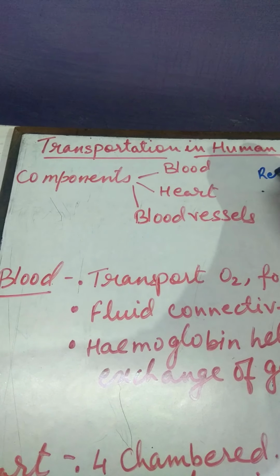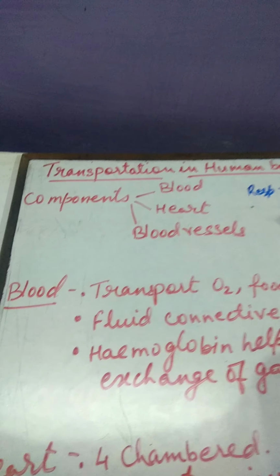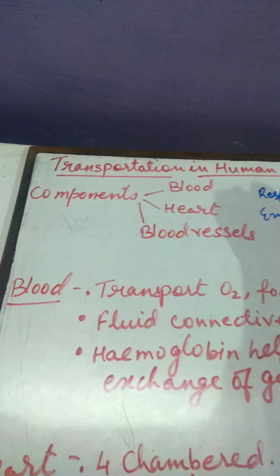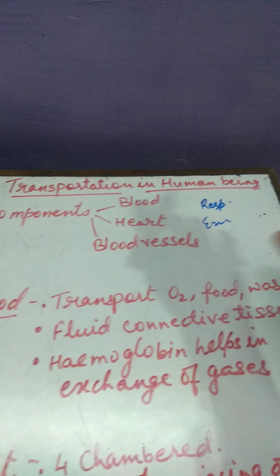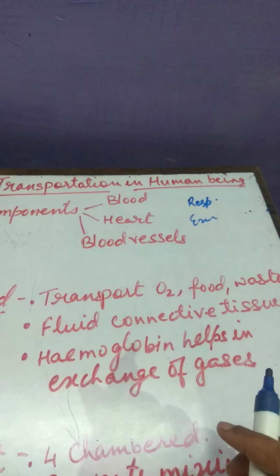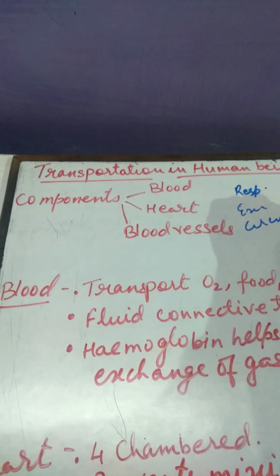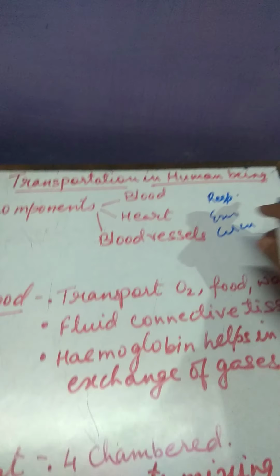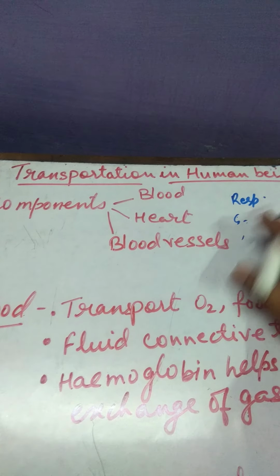See, respiration: oxygen is transported from one place to another and CO2 from one place to another. Then excretion: waste material is removed from one place and carried to the excretory organs. Circulation: blood carries gases, nutrients, everything from one place to different parts of the body. Now, in transportation, all these are included.